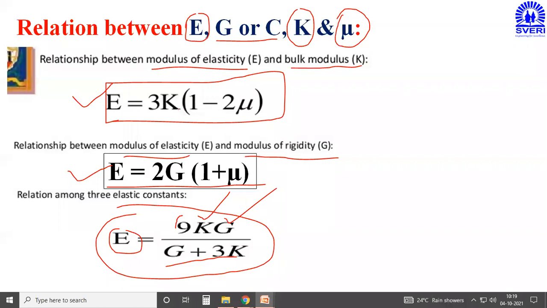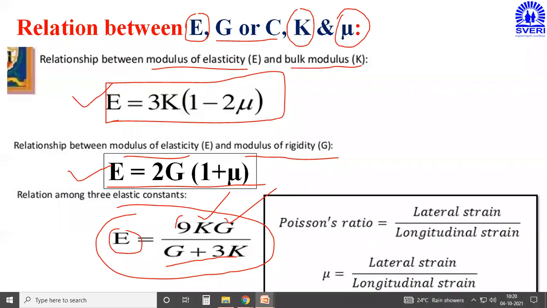Sorry, here E is equal to 2G in bracket, not 1 plus mu. The second relation is somewhat changed here. E is equal to 2G in bracket 1 plus 2 mu. This is the wrong one. This will be the correct one: E is equal to 2G in bracket 1 plus mu. This is the correct answer. The relation between modulus of elasticity and modulus of rigidity is E is equal to 2G in bracket 1 plus mu, not 2 mu. Please keep this in mind. So these are the three relations.